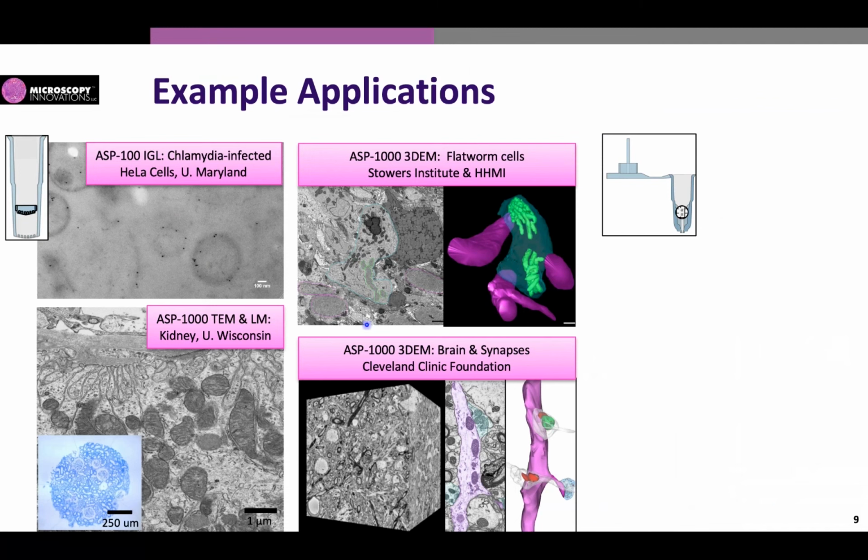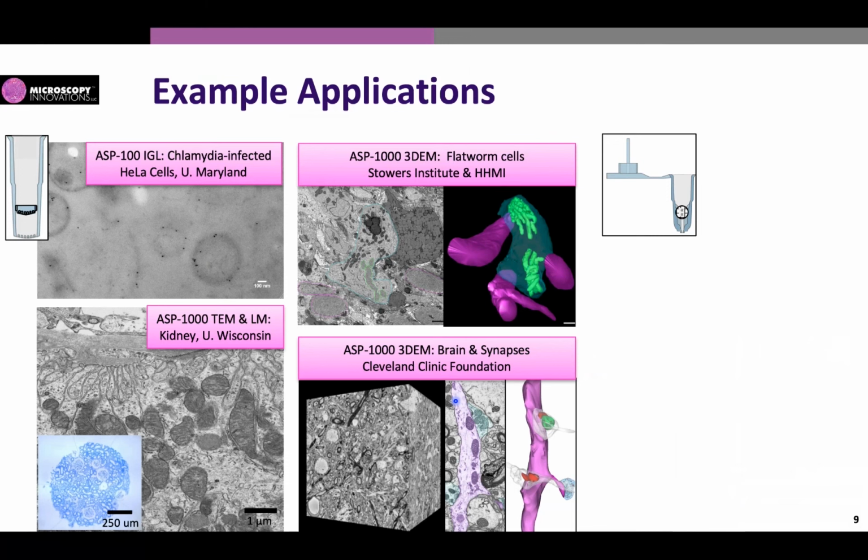The first one is our flatworm cells from the Stowers Institute in conjunction with HHMI, and the second one was at the Cleveland Clinic Foundation of brain, looking at synapses and synaptic structure. This latter preparation was done roughly in 24 hours, again using the automated sample preparation, which represented a considerable time saving compared to a conventional manual preparation, which would take the better part of a working week.